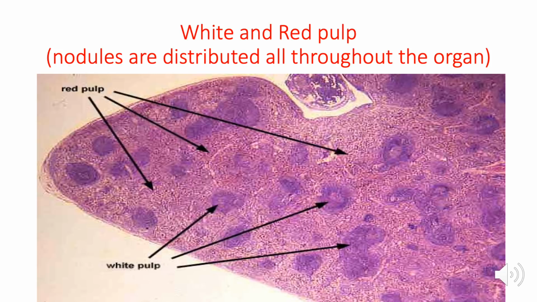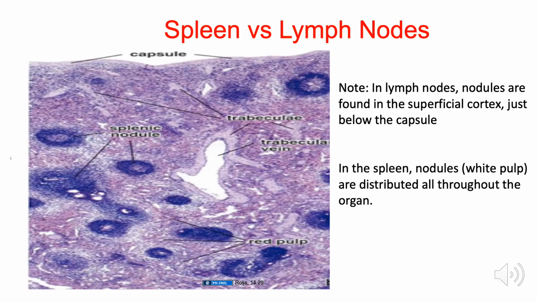For you to easily identify that this is the spleen and not the lymph node, please check the distribution of the lymphatic nodules. In the lymph node, the nodules are found at the superficial cortex, while in the spleen, the lymphatic nodules are scattered all throughout the organ. Again, the lymphatic nodules of the lymph nodes are found on their superficial cortex or below their capsule, while the lymphatic nodules of the spleen, also known as the white pulp, are distributed all throughout the organ.